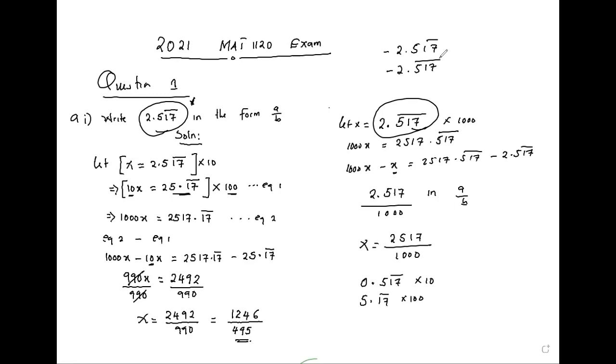Exactly. Okay. We go to part 2. In part 2, we are given Z as 3 plus I over 1 minus I. The question says, find Z minus 1 over Z in the form A plus BI. So find Z minus 1 over Z.